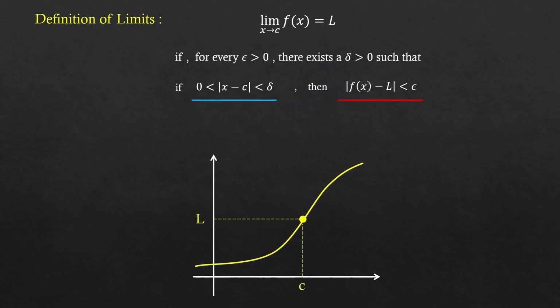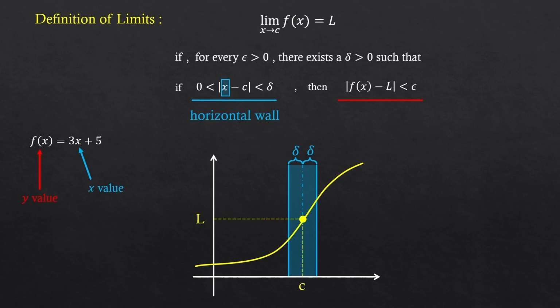Now, the epsilon wall. You know, when we have a function, I just showed this as an example, that's the x value and that's the y value, right? Look at this. There's x in here, so this was about a horizontal wall. There's f(x) in here. What do you think this epsilon wall is about? It's about the y values. This epsilon wall is a vertical wall that's confining f(x) and L. Is everything clear so far?